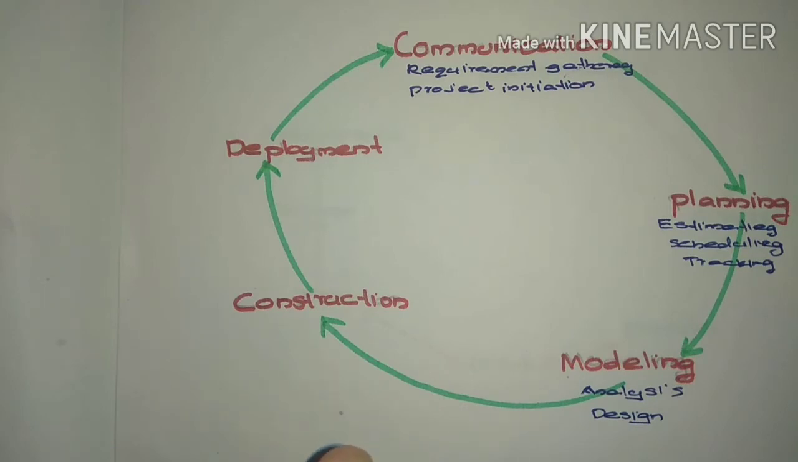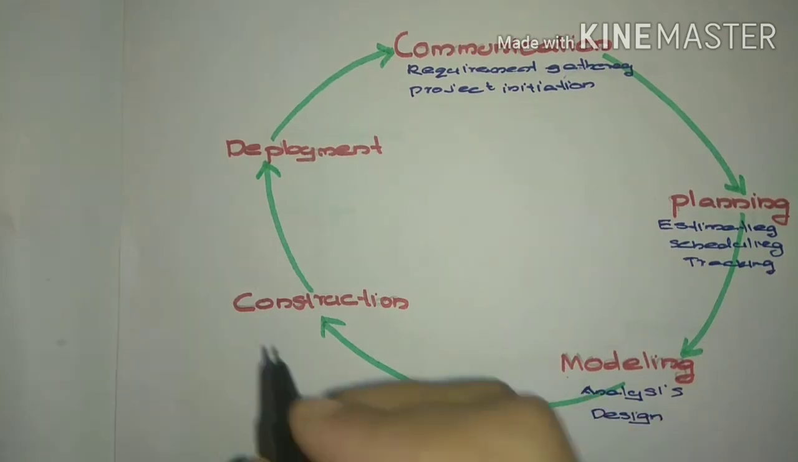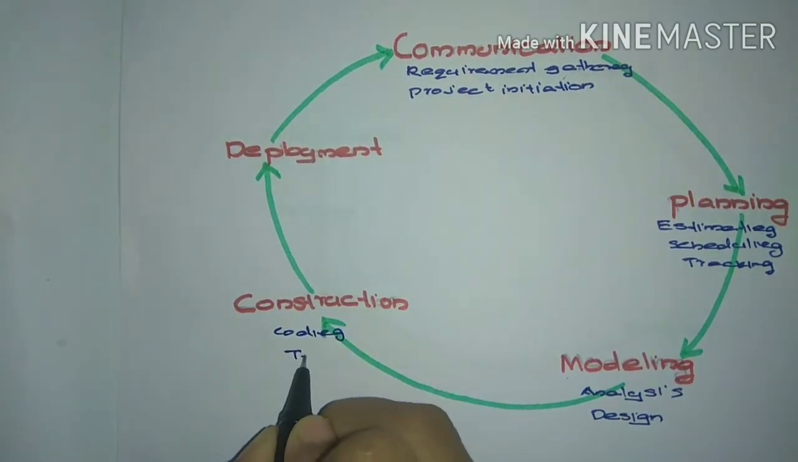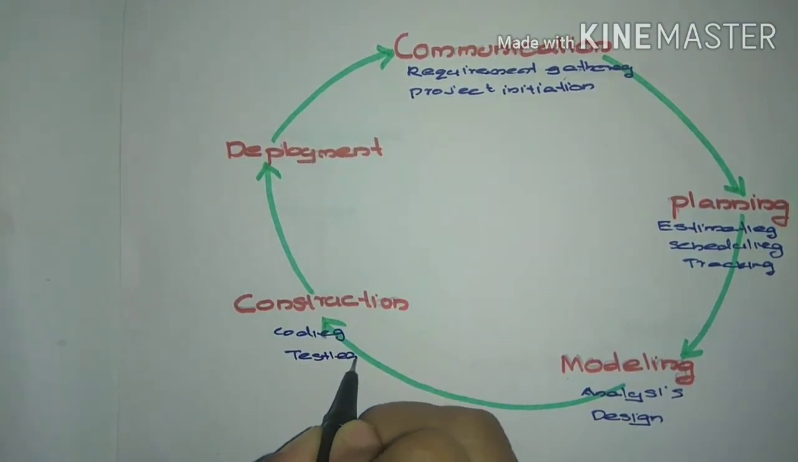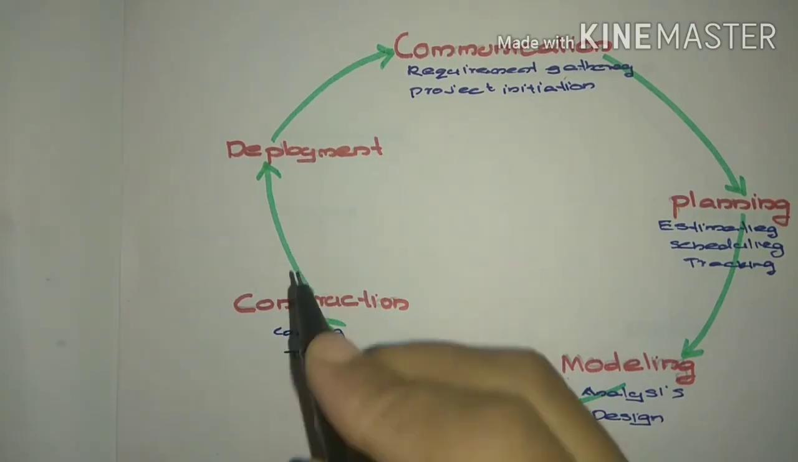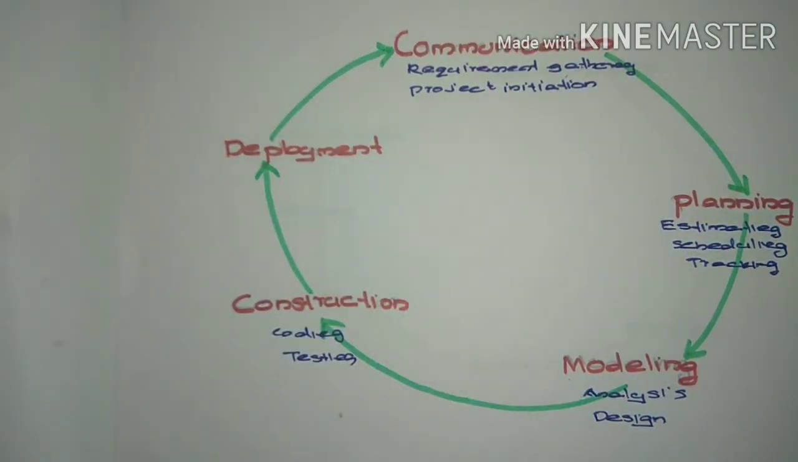After modeling, what will they do? They try to construct the product by writing the code and testing the product. After writing the code, they will test the code. So in the construction phase, mainly coding and testing.